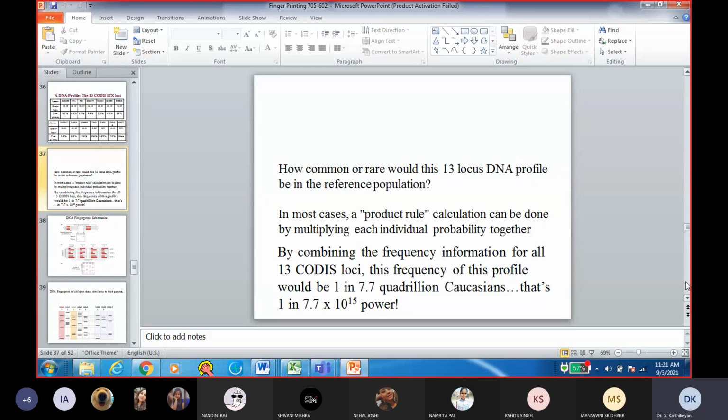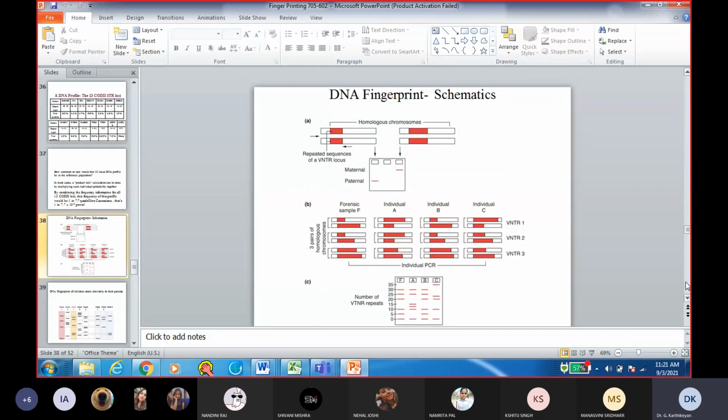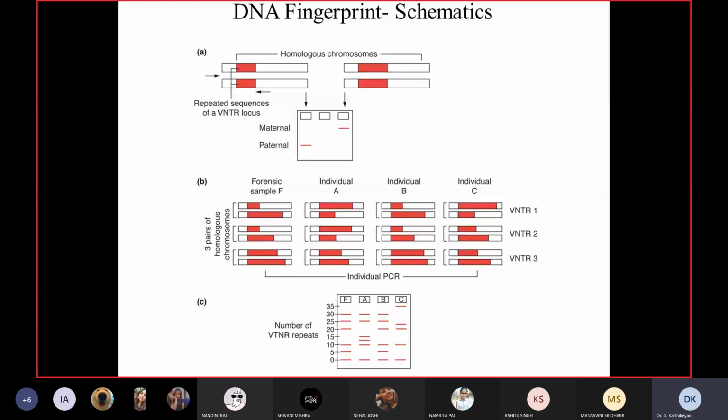So if somebody commits a crime, you can still figure out who the person was, as long as you are able to get hold of some kind of biological material. It could be a hair follicle, a blood spot, or another biological fluid. Okay. So I'm going to show you some schematics of this DNA fingerprinting.